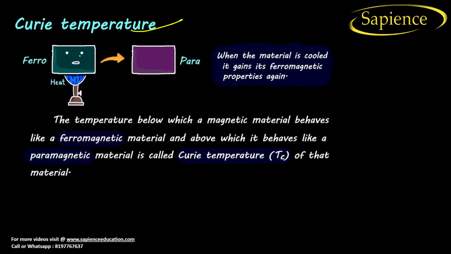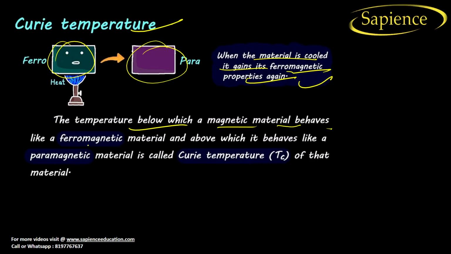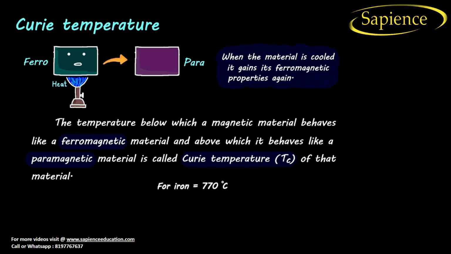So, Curie temperature for ferromagnetic and paramagnetic. When the material is cooled, it gains the ferromagnetic property again. The temperature below which a magnetic material behaves like a ferromagnetic material and above which it behaves like a paramagnetic material is called the Curie temperature. So this is another definition. You may write this, right? Now, basically for iron, the Curie temperature is 770 degrees.